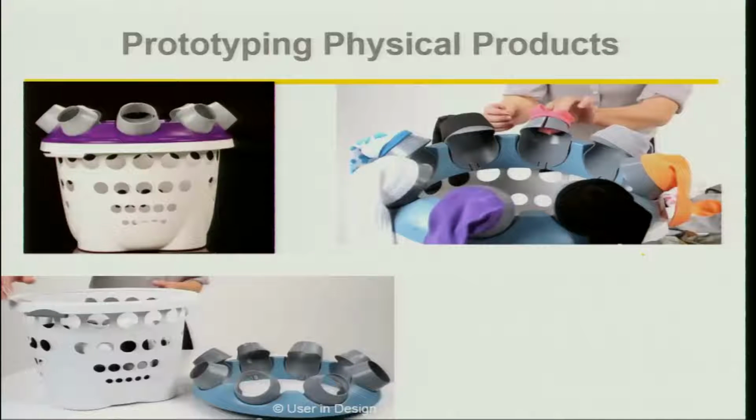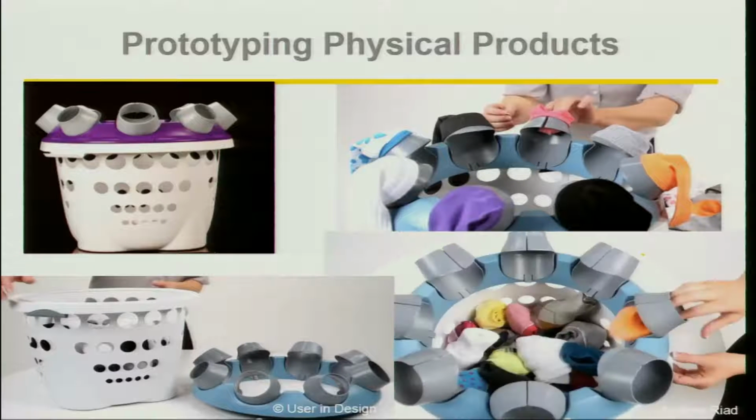So this designer came up with this neat idea, this little thing that sits on top of a regular laundry basket, and then you put one sock on it like this, and then you just push the other one, and then both of them fall into the basket as a pair. So very quickly you can match your socks. So that is the idea behind this.